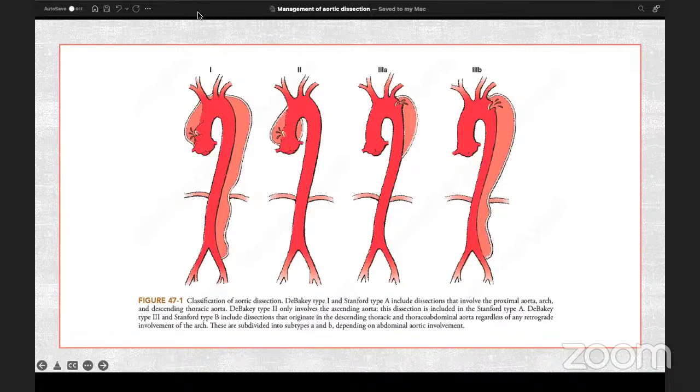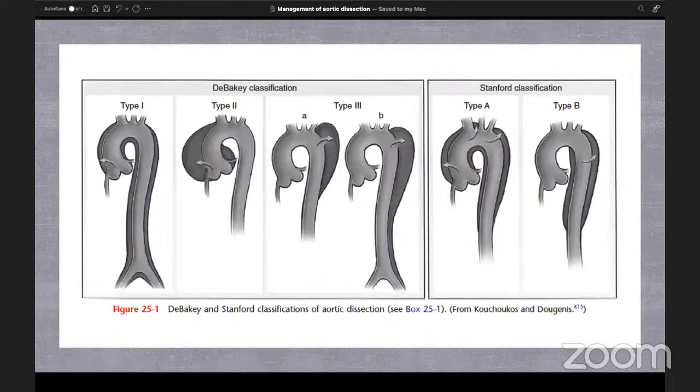This is the common classification. As everybody knows, there are two common classifications for aortic dissection, the DeBakey and the Stanford. Stanford type A, which constitutes both types of the DeBakey classification, type 1 and type 2, includes any dissection that involves the ascending aorta, or mainly the intimal tear that originates from the ascending aorta up till the aortic arch proximal to the left subclavian artery.